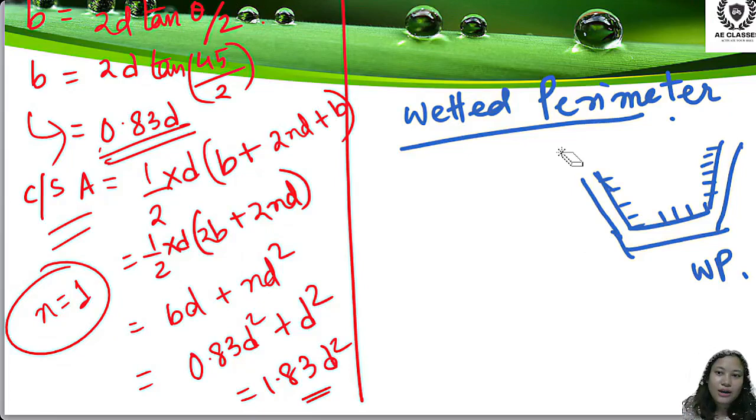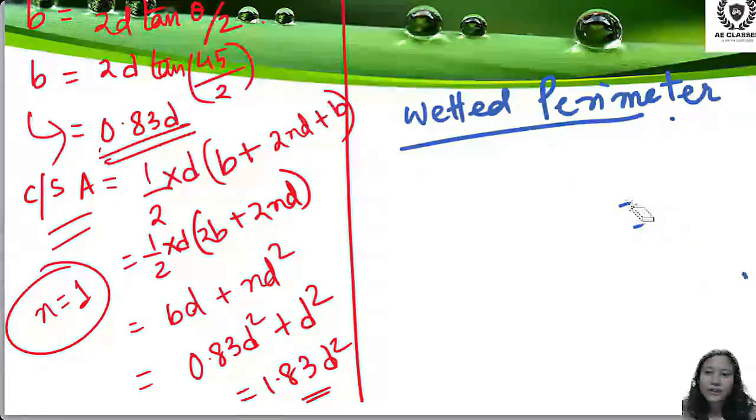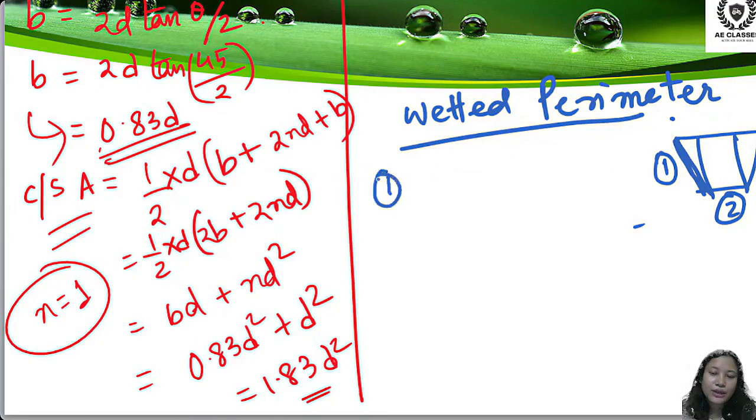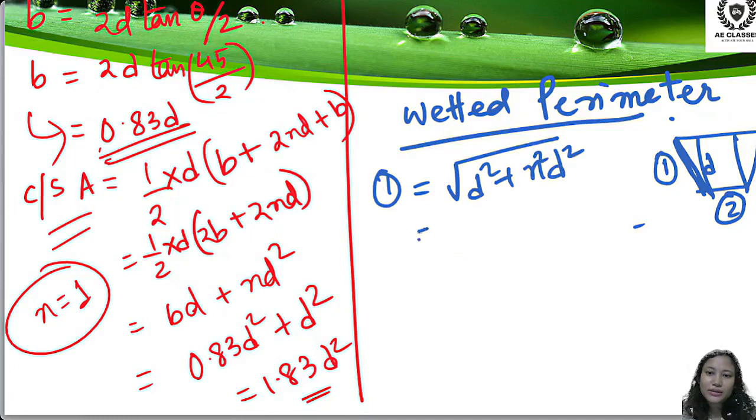Now how do we derive the formula of the wetted perimeter? Just think of the trapezoidal section again. So this plus this, isn't it? Now this slanting line, if you take the Pythagoras theorem, will be equal to root over d squared plus n squared d squared, isn't it? So this is equal to d root over 1 plus n squared.